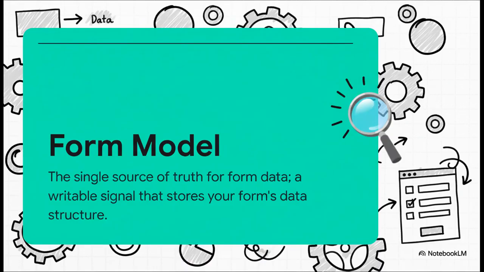So, what's the big idea behind Signal Forms? It all comes down to this thing called the form model. We've seen it already. It's just a writable signal that holds your data. Think of it as a reactive box for your information. What makes this so powerful is that it centralizes everything. When the data in the model changes, the form just knows. And when the user types in the form, the model updates automatically. It's a perfect, predictable, two-way street.